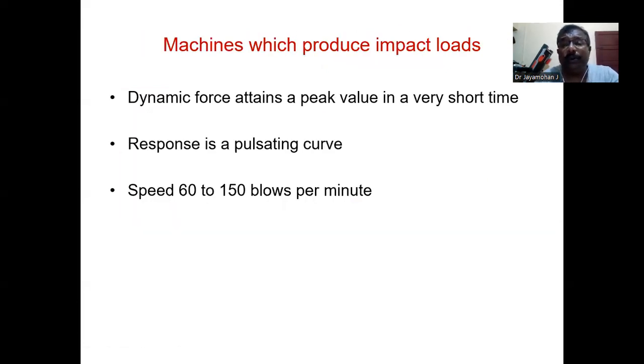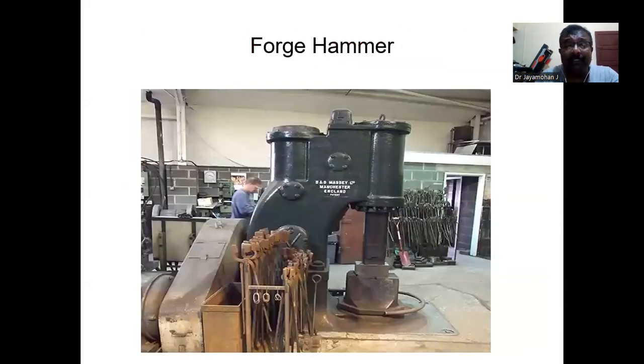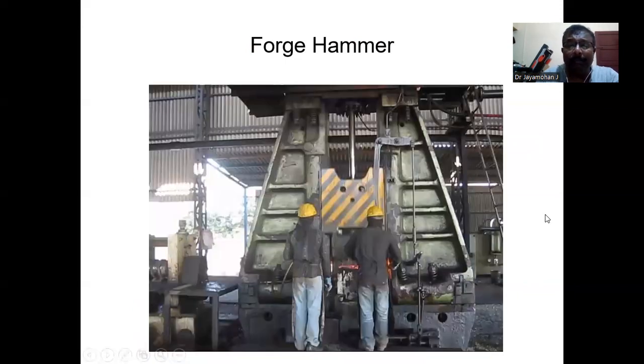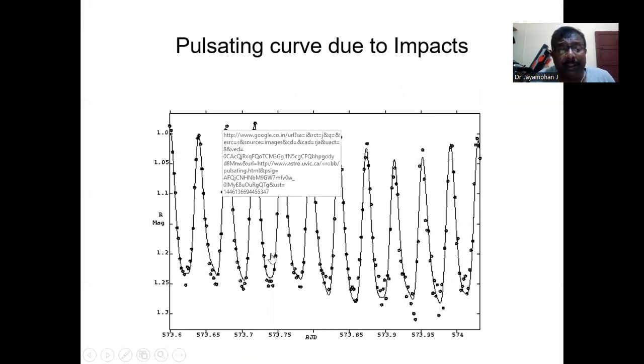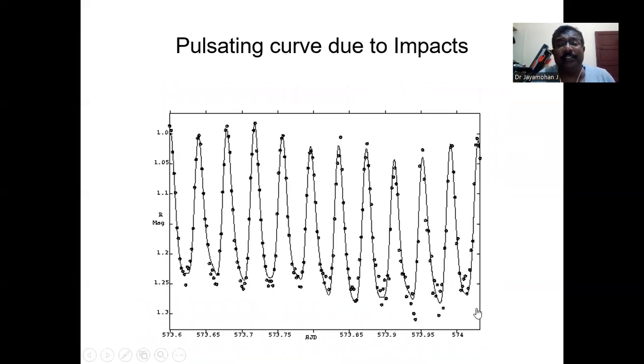Then machines which produce impact loads, as we saw just now, like forge hammers, etc. So this is another hammer, you can see this will rise and fall down, and the foundation will be below this concrete foundation, which is subjected to periodic impact loads. So the working of this hammer we saw just now in the video. So the effect is to create periodic impulse or impact loads. We call it a pulsating curve.